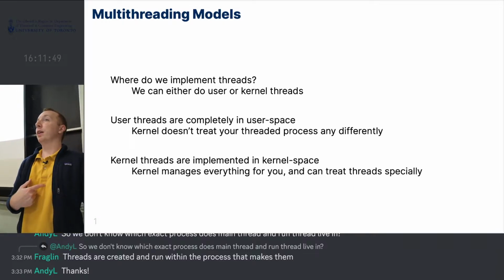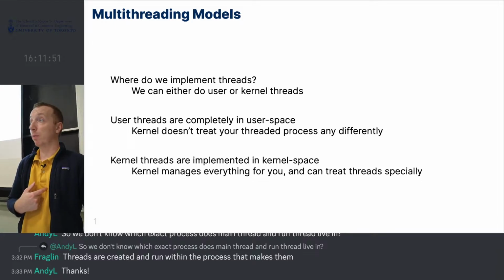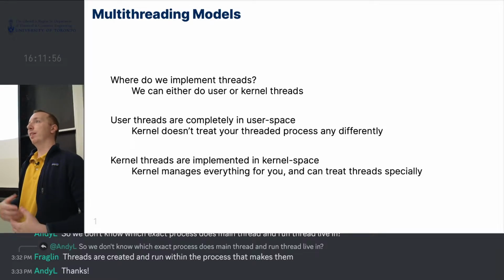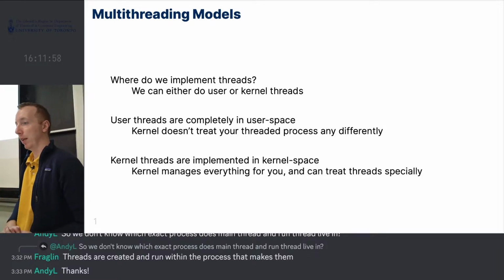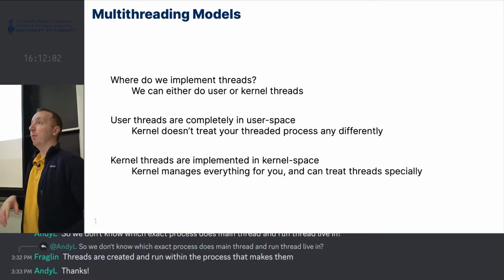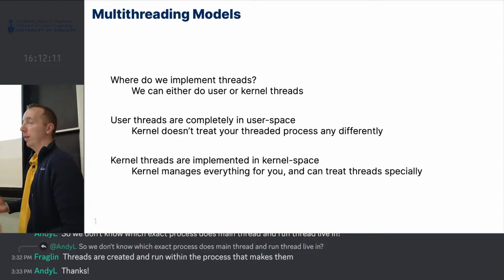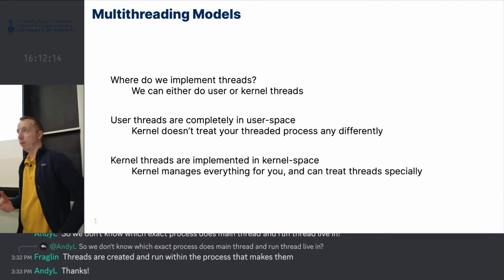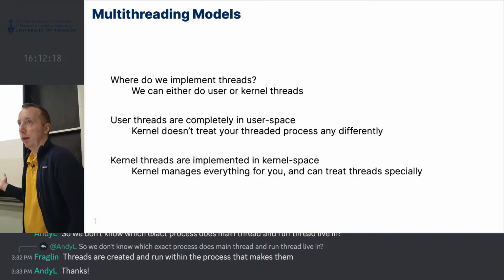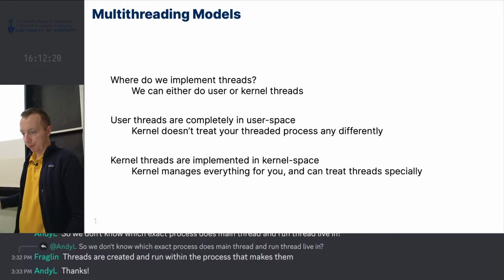So if we are implementing threads, there are a bunch of different models we can do. If we implement threads, we essentially have two choices. We can either implement user threads or kernel threads. So user threads means they are completely implemented in user space. Your process just has one thread that the kernel knows about, and it doesn't treat it any differently. So if one thread blocks, then all the others block because the kernel only knows about one thing.